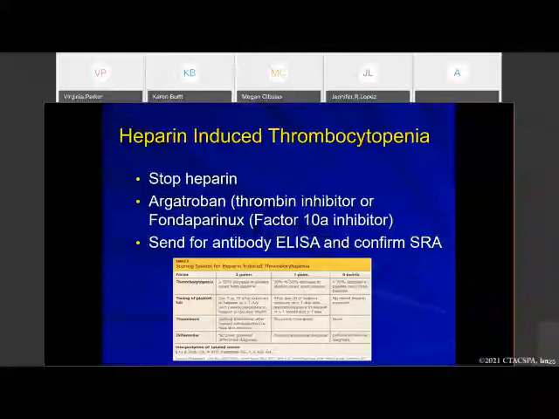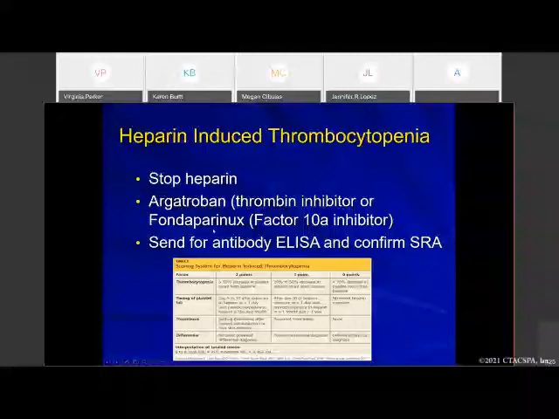HIT, you want to stop the heparin. You can see the scoring here for HIT right there. Mainly the one to remember is a sudden decrease of 50% in your platelet count. You want to use a direct thrombin inhibitor if you need to use it IV, like argatroban, or fondaparinux, which is a direct factor Xa inhibitor. It does not affect the platelets.